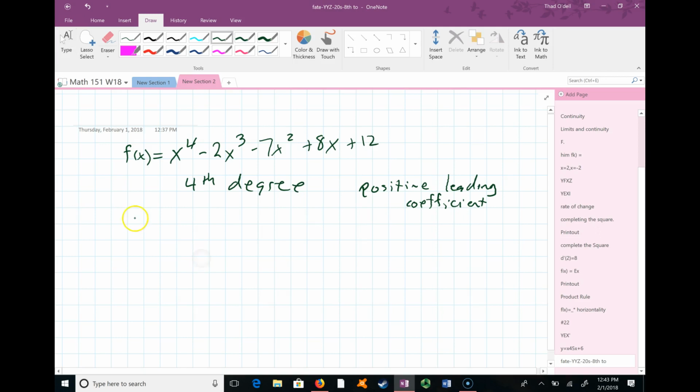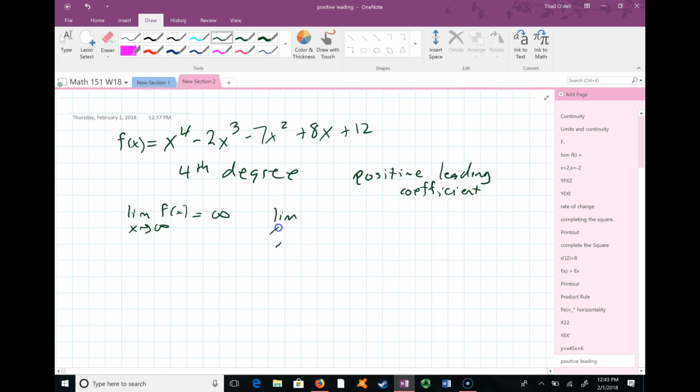So we can say that the limit of f of x as x approaches infinity, which means as we go out to the right, what's happening? It's positive infinity. As we go out to the left, it also is headed to a positive infinity. So this is, I guess I should have said that end behavior. This is end behavior that we're talking about right now.